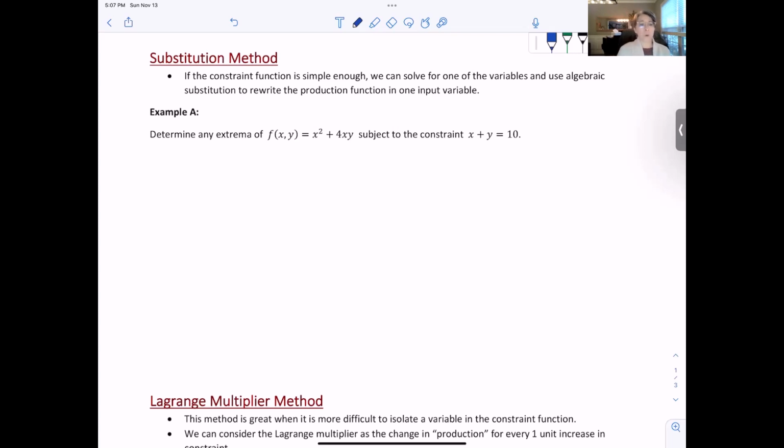For example, suppose we're supposed to determine any extrema of this production function, f of x, y equals x squared plus 4xy, subject to the constraint of x plus y equals 10. Well, that constraint function is kind of nice, so I can get either of those variables by itself. Looking at the first function, I will probably want to get y by itself because I've already got more x's there. So let's take that x plus y equals 10, get y by itself, and now plug that into our f function.